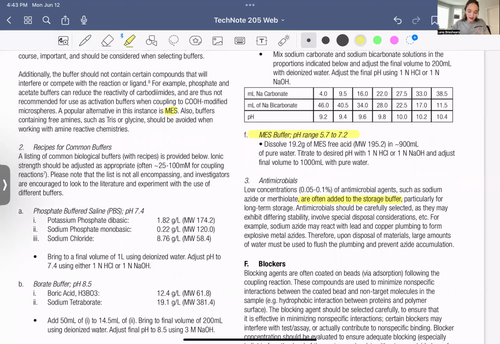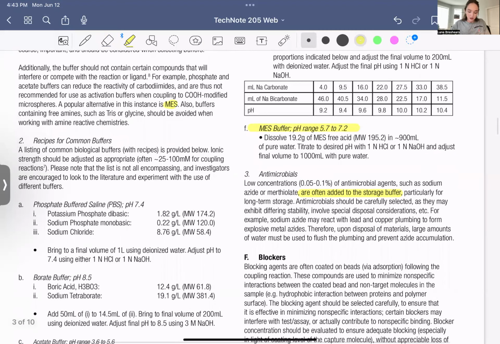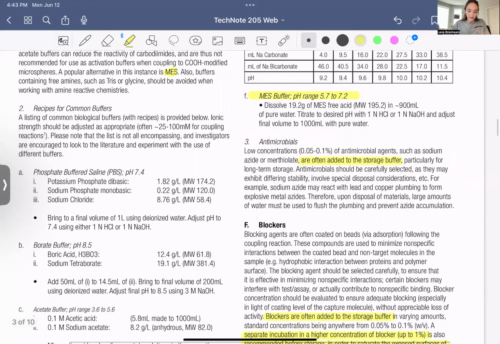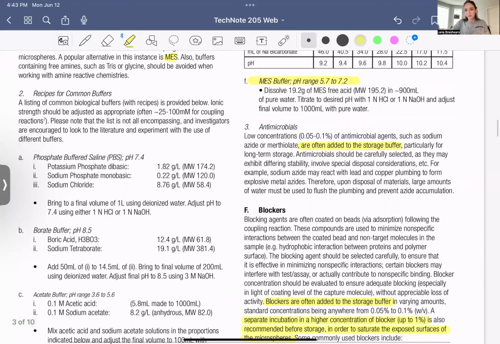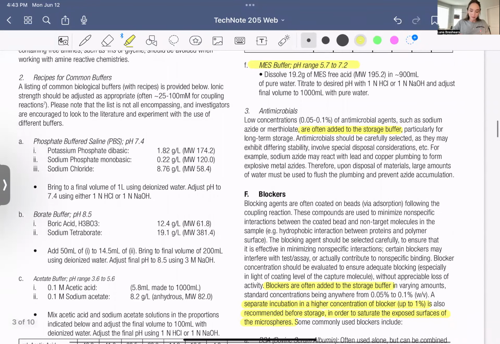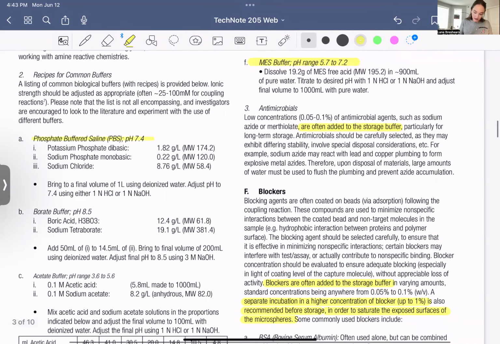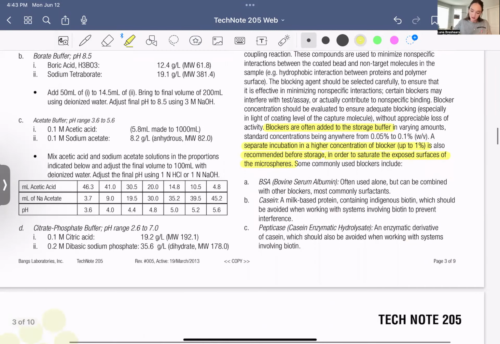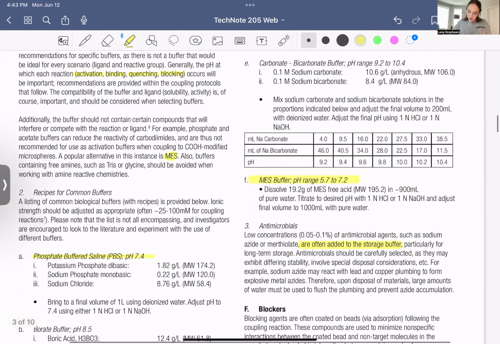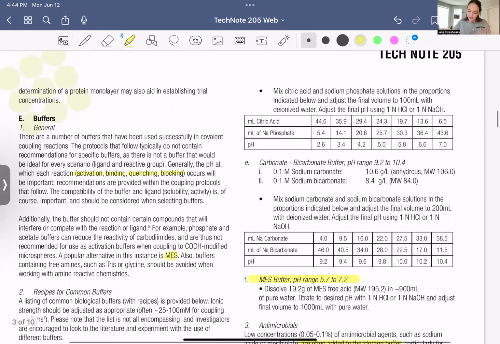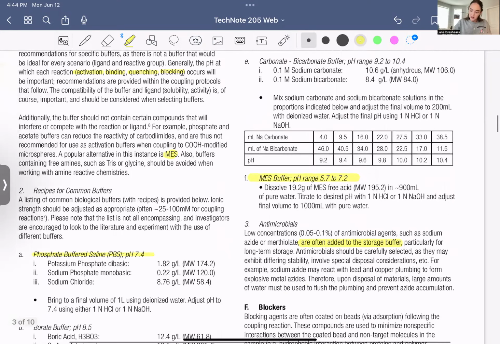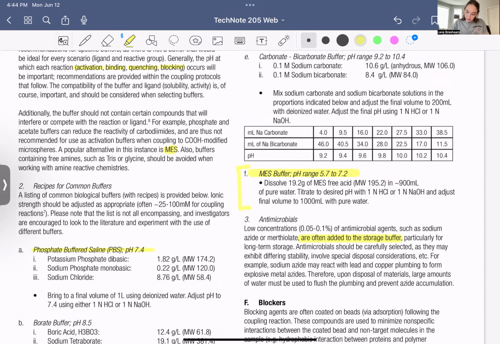Also, buffers containing free amines, such as tris or glycine, should be avoided when working with amine reactive chemistries. It's very straightforward. Know what you're working with, and if a buffer also has that, don't use it. Then it provides some recipes for common buffers. PBS is great. Borate buffer, acetate, citrate, phosphate, carbonate, and MES. I like this one if it suits your needs.